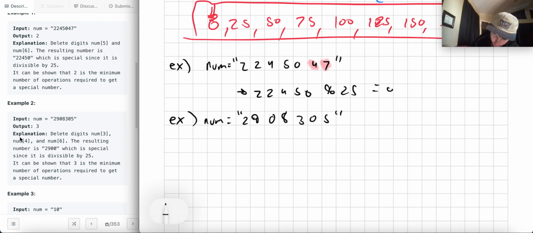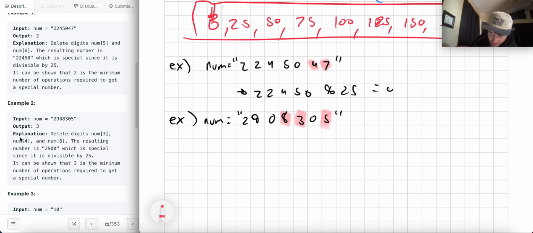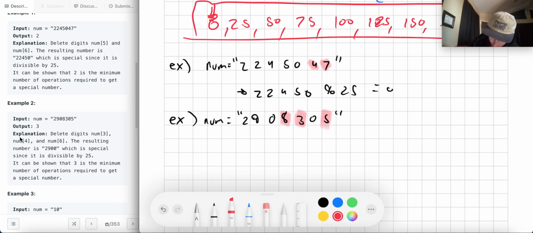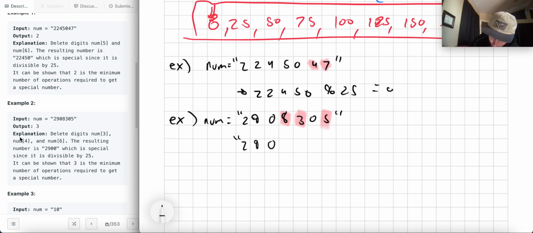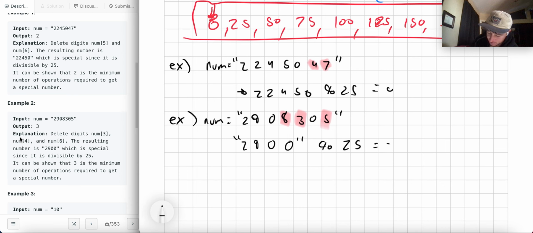Well, I know you could do this, actually. So if you delete this 8, this 3, and this 5, you get 2900. And if you mod that by 25, you get 0. So that would be an answer. So if you delete 3 things. Now this is saying delete nums 3. So 0, 1, 2, 3, so the 8. Delete nums 4. 0, 1, 2, 3, 4. So that's the 3. And then delete nums 6. That's the 5. Okay. So how did I figure that out so quickly?